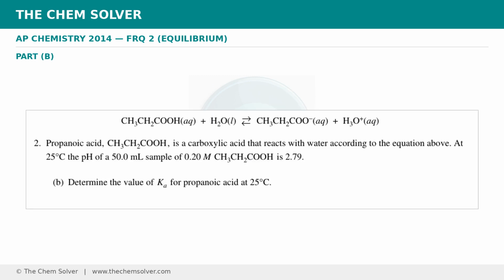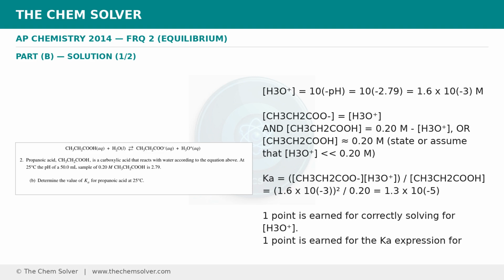Determine the value of Ka for propanoic acid at 25 degrees Celsius. [H₃O⁺] equals 10 to the power minus pH, which is 10 to the power minus 2.79, equal to 1.6 times 10 to the power minus 3 M. [CH₃CH₂COO⁻] equals [H₃O⁺] and [CH₃CH₂COOH] equals 0.20 molar, or [CH₃CH₂COOH] is almost equal to 0.20 molar. State or assume that [H₃O⁺] is much less than 0.20 molar.